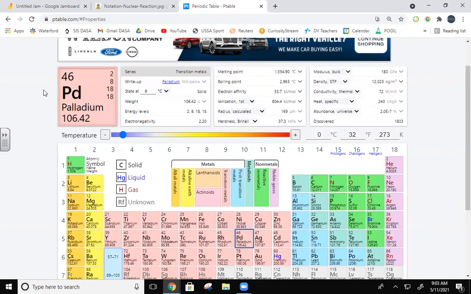So mass isn't going to do much, right? Mass is not going to change, exactly. Electrons are little babies. It's gonna go to 45? It's not going to go to 45, because a neutron is becoming a proton. We are increasing the atomic number by 1. So we go to 47. So we have made silver out of palladium.